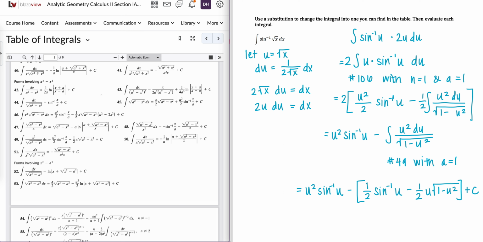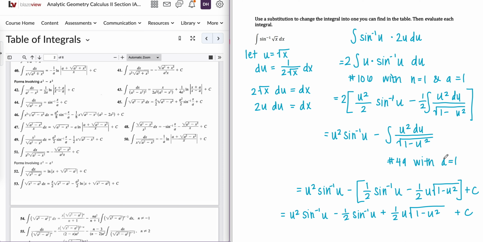Oh, I can put that here. So if I get rid of the brackets, it's going to take this negative and distribute it, which gives me u squared inverse sine of u minus 1/2 times the inverse sine of u plus 1/2 times u times the square root of 1 minus u squared plus c.